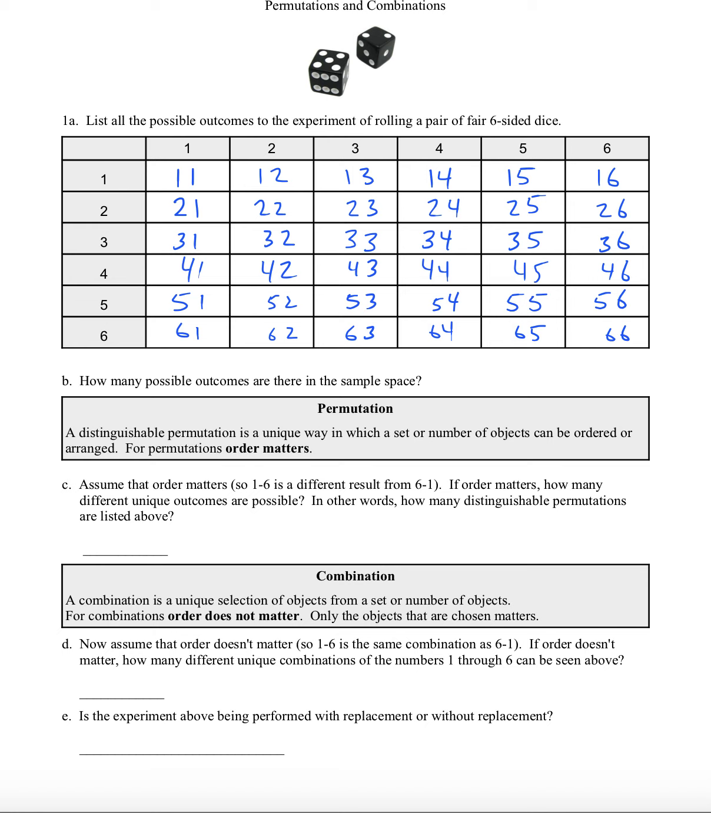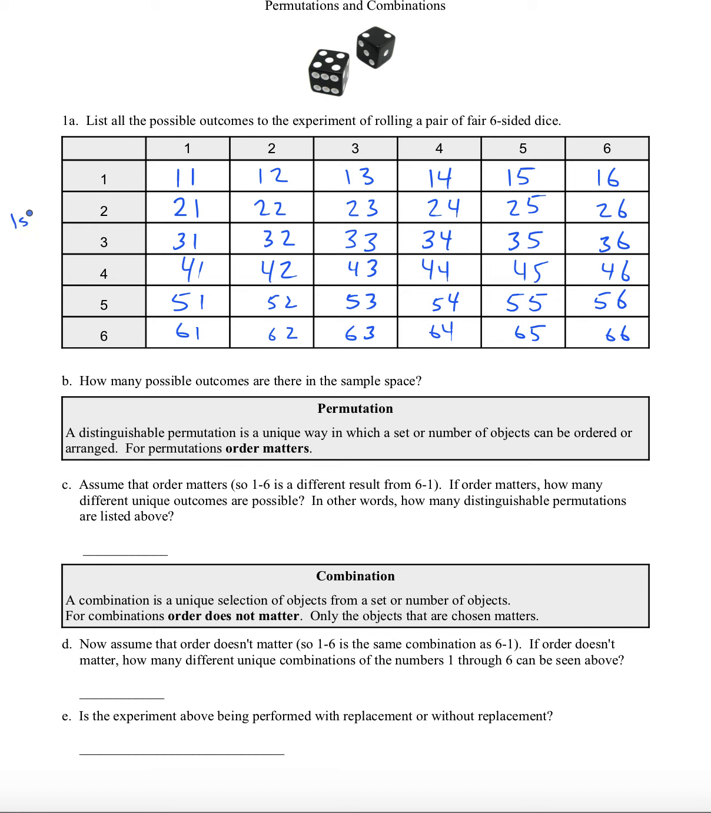Let's examine permutations and combinations and see what they can tell us about probability and statistics experiments. What I have in the chart below is the complete sample space for the rolling of a pair of six-sided dice.